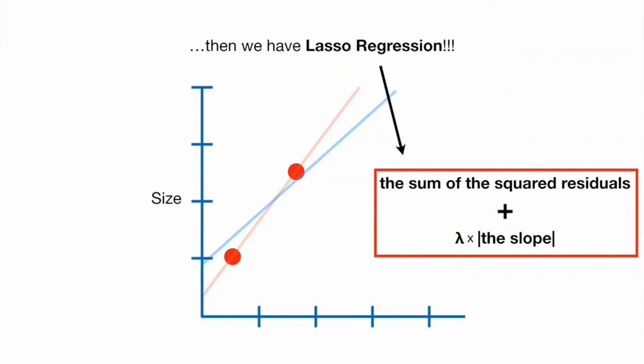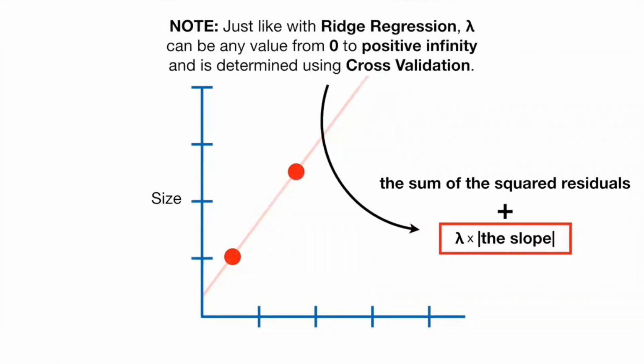So we have the lasso regression, where the sum of squared residuals plus lambda into the absolute value of slope. Okay, this is the lasso regression. Now, just like with ridge regression, lambda can be any value from 0 to positive infinity and is determined using cross validation. So we will also go through what is cross validation, both through Python as well as the theory class. So lambda into the slope, which is the lasso regression, and it is similar that the lambda value is going to be from 0 to infinity.